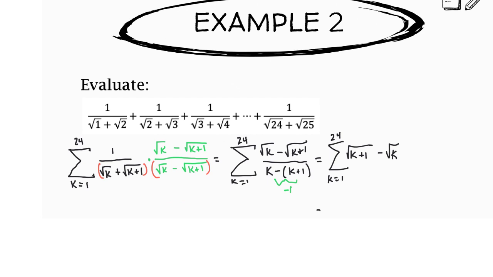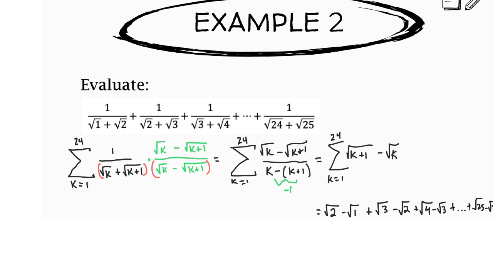When I plug in 1, I get root 1 plus 1, or root 2, minus root 1. Plus, when I plug in 2, I get root 2 plus 1 minus root 2. When I plug in 3, I get root 4 minus root 3, and so on, until I get to the last term, and I plug in 24, root 24 plus 1, which is root 25, minus root 24.